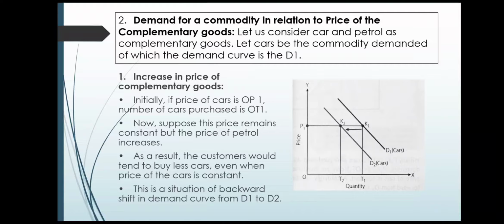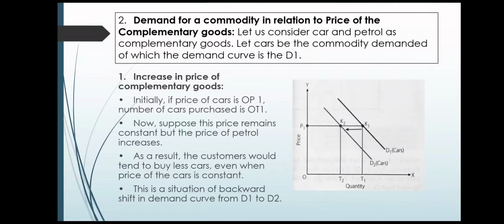The second one is demand for a commodity in relation to price of the complementary goods. Let us consider car and petrol as complementary goods. Let cars be the commodity demanded, of which the demand curve is D1. Increase in price of complementary goods. Initially, if price of car is OP1, number of cars purchased is OT1.